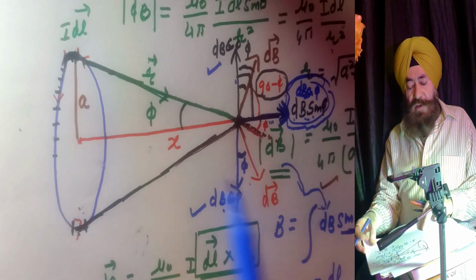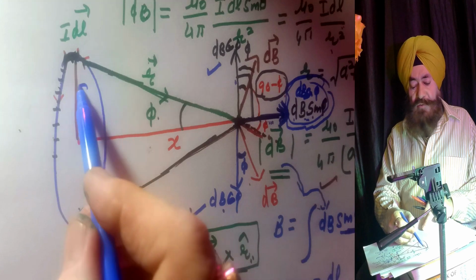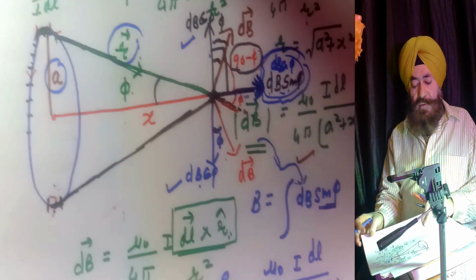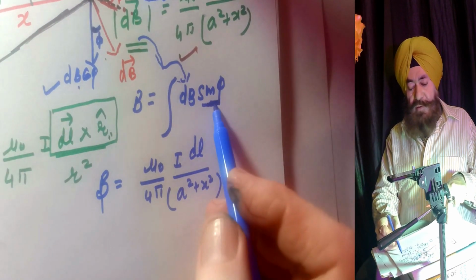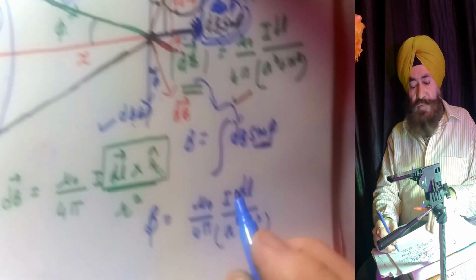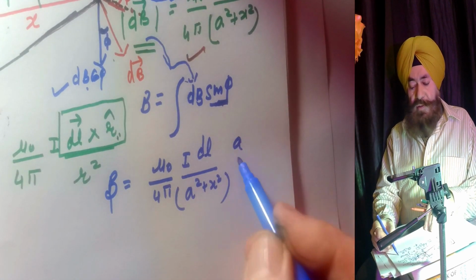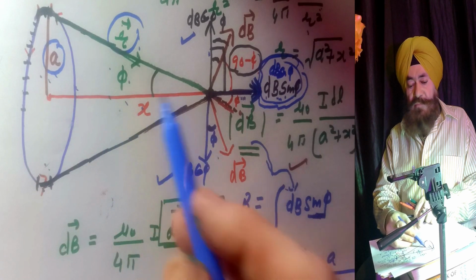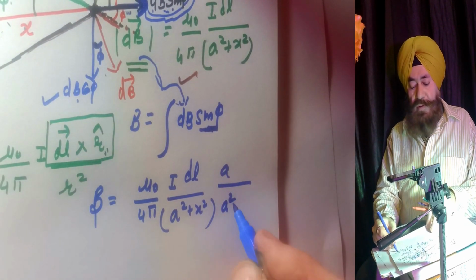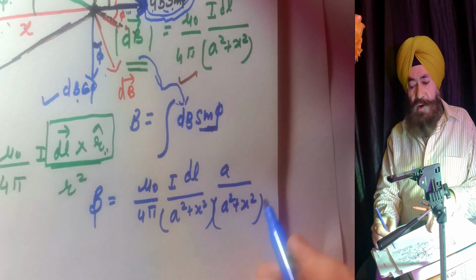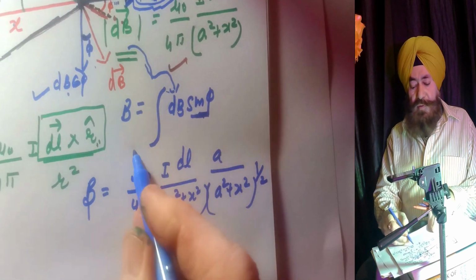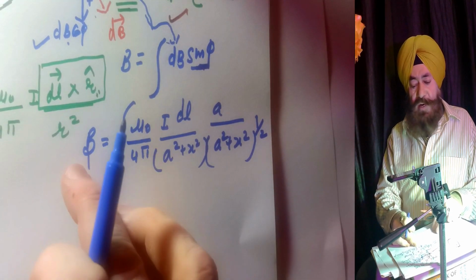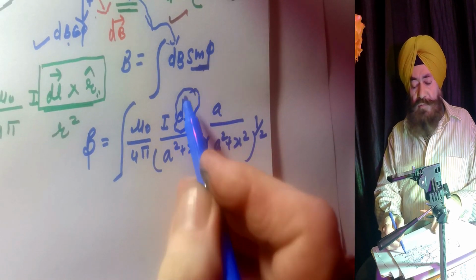Now what is sin phi here in this triangle? Sin phi is perpendicular upon hypotenuse in magnitude. Okay, that means sin phi is perpendicular. What is perpendicular? A upon magnitude of r, which is root of a square plus x square, a square plus x square raised to power half, and integration of this. Because the integration is over the complete length of the loop, only the integration will be with respect to length.